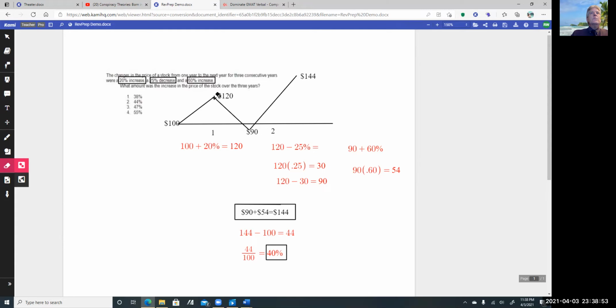So I went up by 20%, got to 120. I went down by 25%, and then I went up by 60%, ended up with this number. And I think that's all we needed to do on this problem.